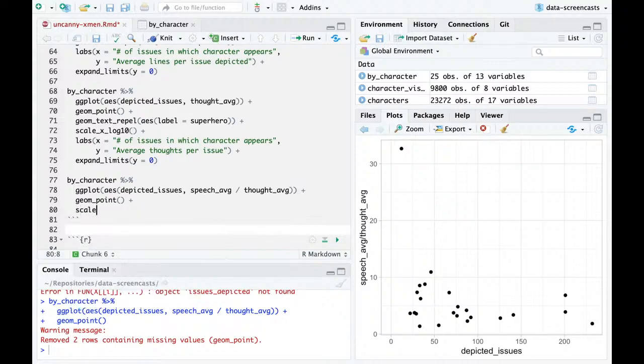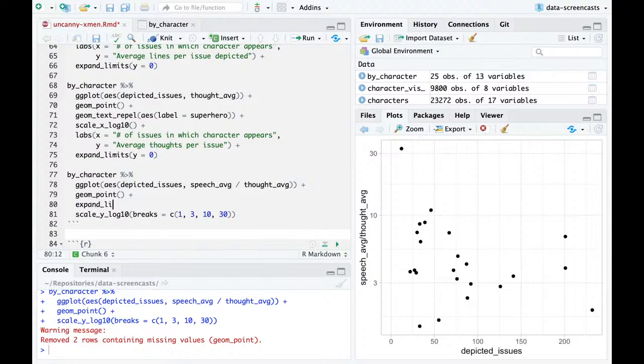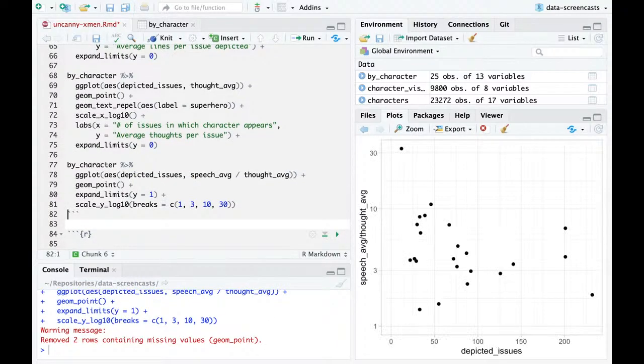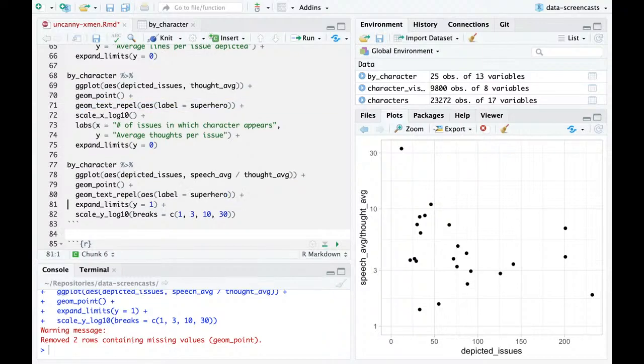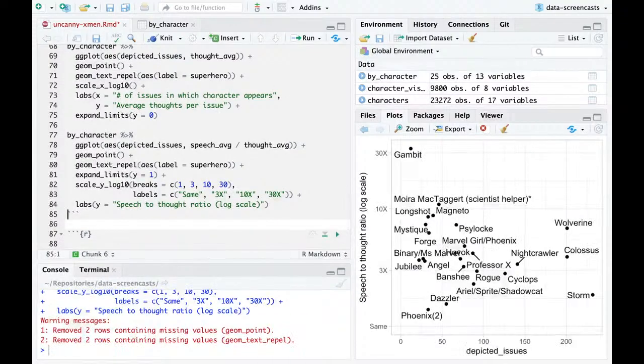If we have this ratio, we probably want to scale y log 10. We want breaks at 1, 3, 10, 30. Speech to thought, 1, 3, 10, 30. I'm going to expand limits y equals 1, and now I'm going to add back in my superheroes. Labs, y is speech to thought ratio, log scale. And I'm going to make the labels a little more informative. Same, 3x, 10x, 30x. There we go. I kind of like this visualization.